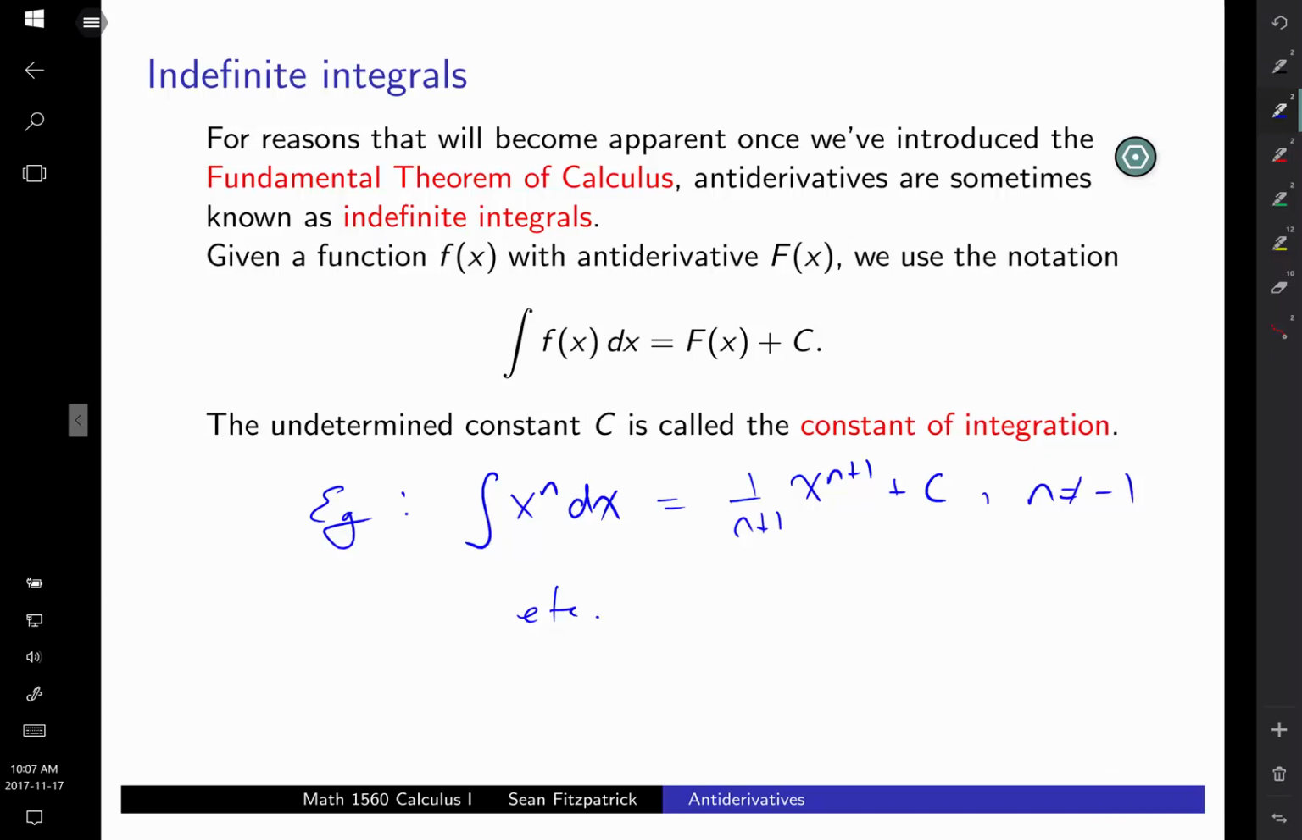Alright, so that's it for this video. In the next one, we're going to look at what exactly we can do with this constant that keeps showing up when we take antiderivatives.